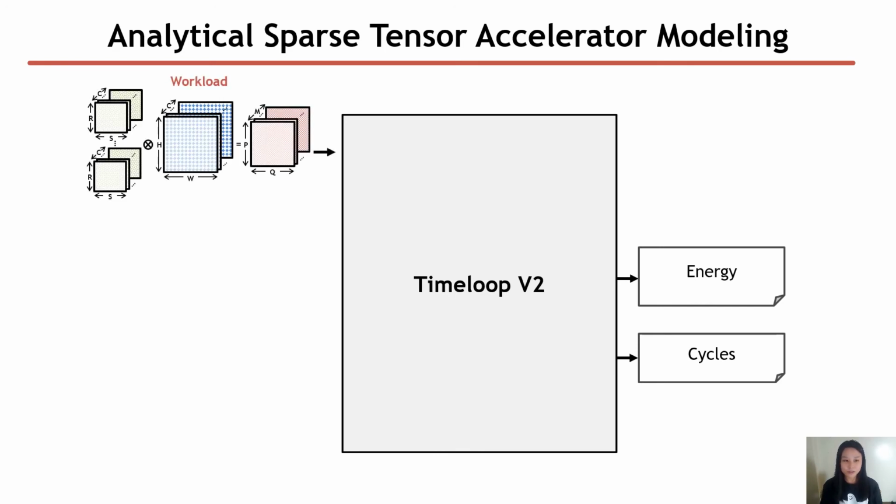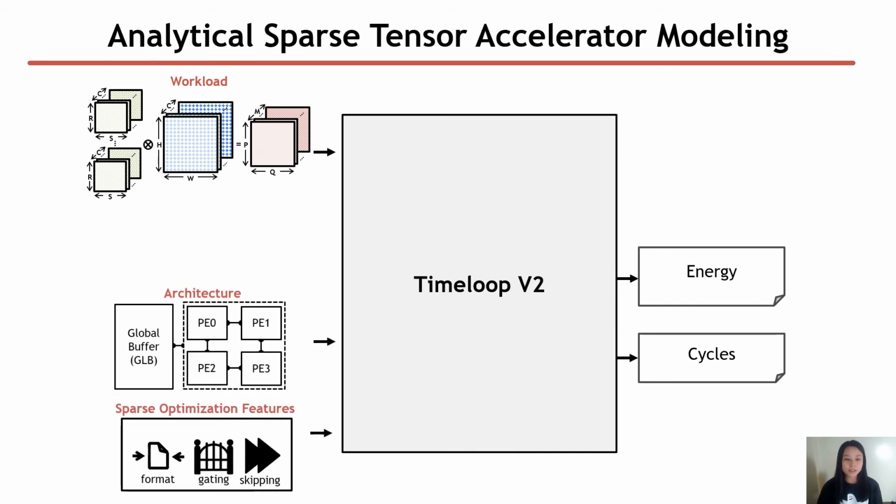The first one is what we call the workload. The workload includes the specification of the problem, for example, if you want to do matrix multiplication or convolution. It also defines an instance of the problem, such as the shape, for example, how many input channels and output channels there are in your workload.